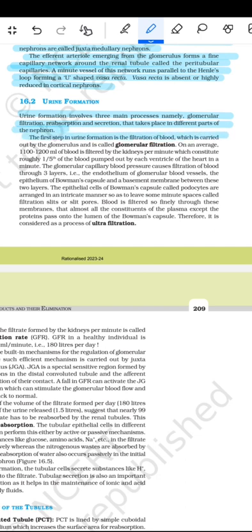The first step in urine formation is the filtration of the blood, which is carried out by the glomerulus and is called glomerular filtration. On an average, 1200 ml of blood is filtered by the kidneys per minute, which constitutes roughly one-fifth of the blood pumped out by the heart in a minute.